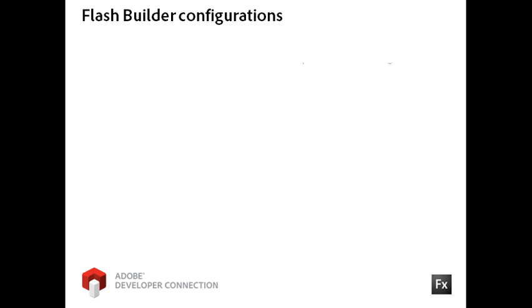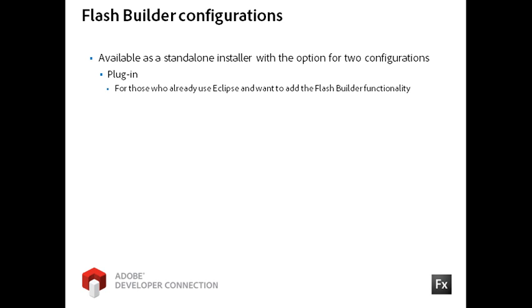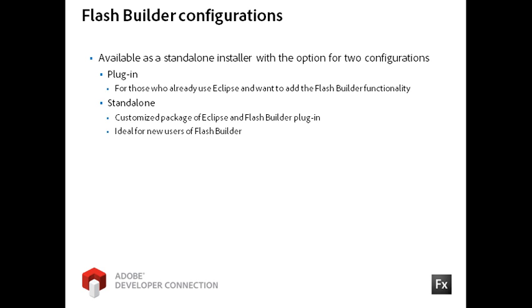FlashBuilder is available as a standalone installer with the option for 2 configurations. For developers who are already working with Eclipse, you can use the plugin that is included in the standalone installer to configure FlashBuilder to work with Eclipse. Developers who have never used Eclipse can use the standalone installer, which is a customized package of Eclipse that includes the FlashBuilder plugin. The standalone installer is ideal for new users of FlashBuilder, and since it is an Eclipse software environment, you can also install other plugins like those for ColdFusion, PHP, and Java support.